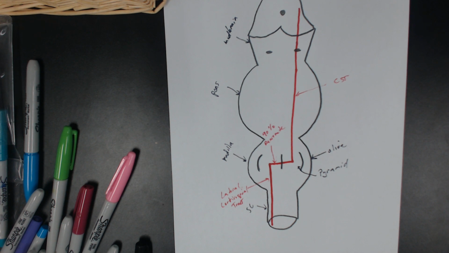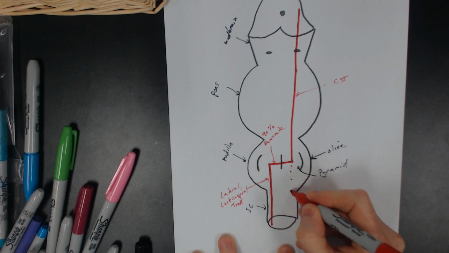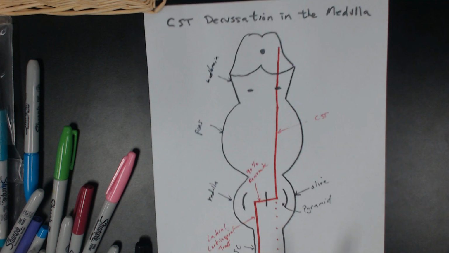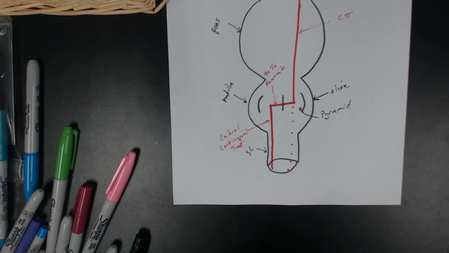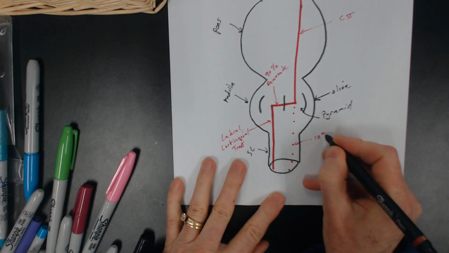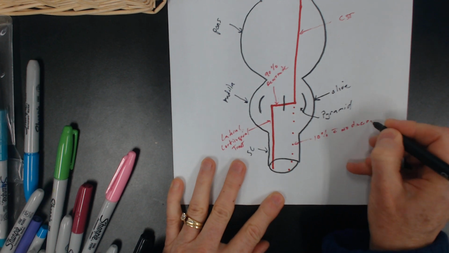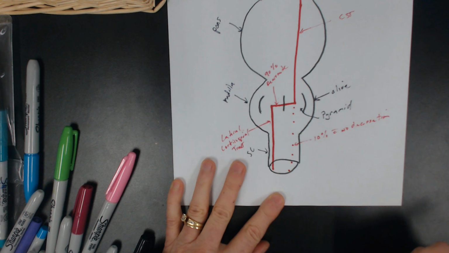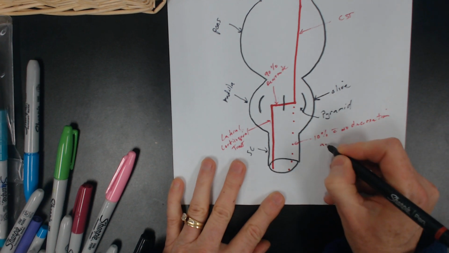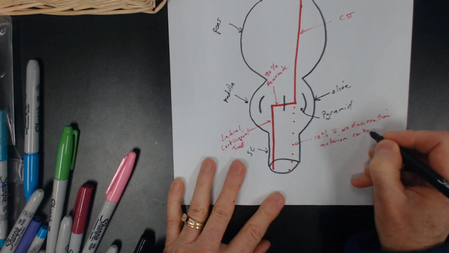So the question becomes, what happened to that other 10%? That other 10%, way out of the norm, doesn't decussate. It just travels straight on down through the spinal cord. So this is the 10% with no decussation, and they travel down through the spinal cord as the anterior. If you remember, there were two: the lateral corticospinal tract and the anterior corticospinal tract that we looked at.